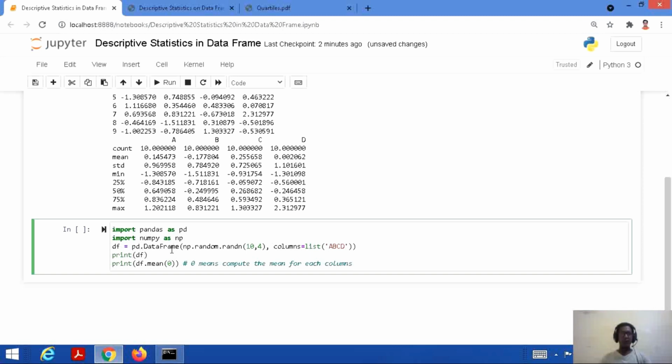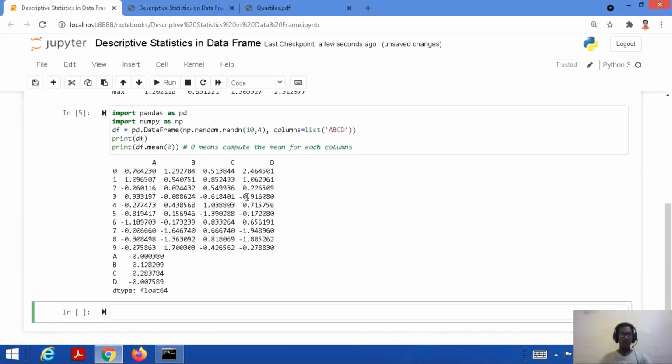df equal to pd.DataFrame(np.random.randn(10,4), columns equal to the list a b c d. That means 10 rows and 4 columns named a, b, c and d with standard normal distribution random values. Then we are printing this data frame, and then we are calculating the mean here, giving 0 as an argument to the mean. This is the value of the axis, and 0 means that we need to compute the mean for each column. Okay, so let's save this code and run it.